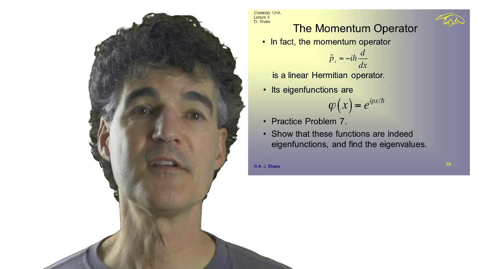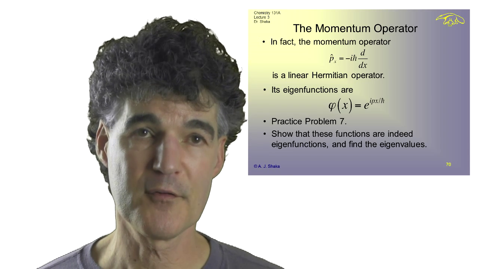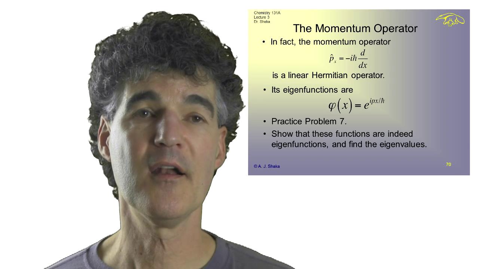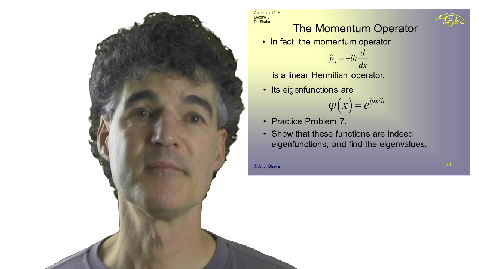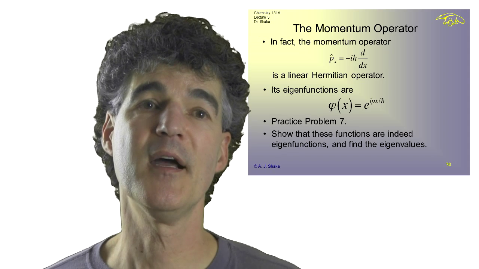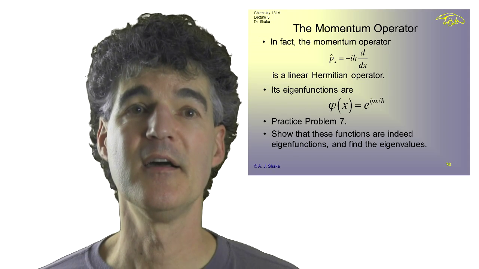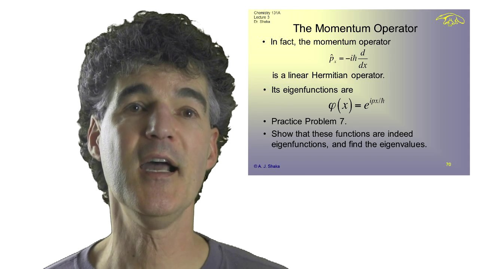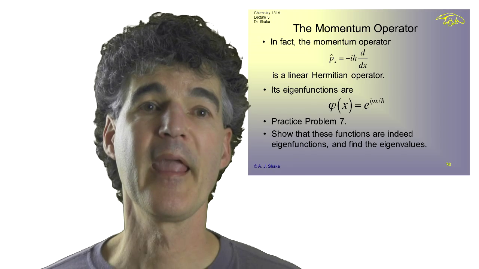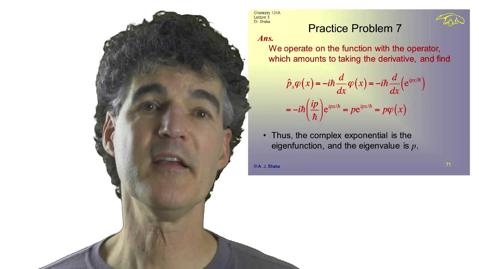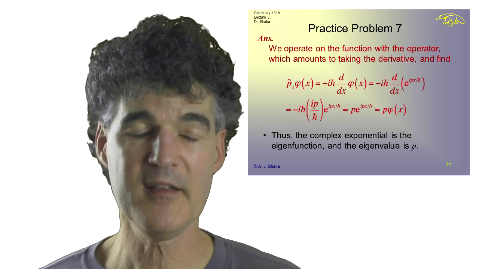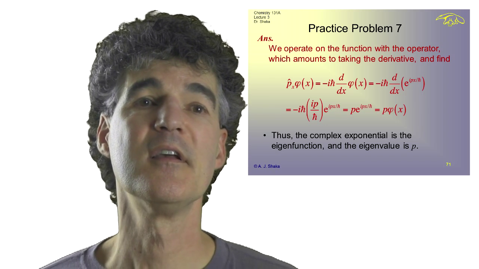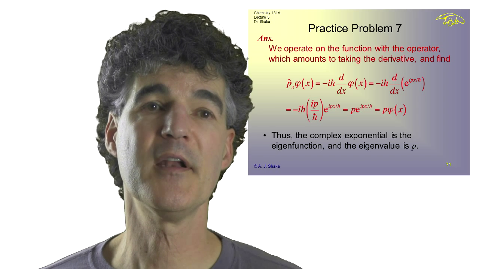So let's do another practice problem and have a look. Let's show that these are the eigenfunctions, in fact, of the momentum operator. Well, let's take p hat x on our function phi of x. Let's put in what p hat is, minus i h bar d by dx on the function. Let's put in the function, which we assume is e to the plus i px upon h bar. And the derivative of e to the ax is a e to the ax. So we bring down the ip upon h bar.